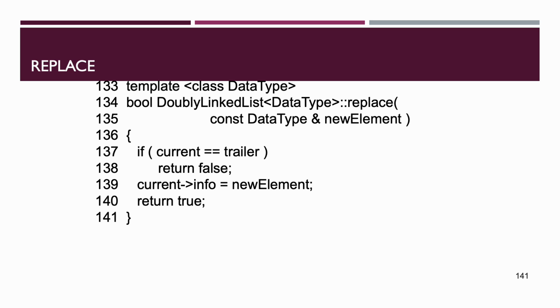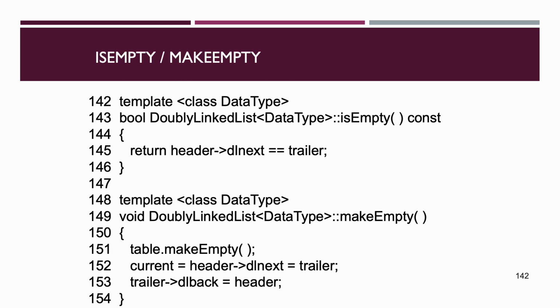Now we'll do replace and is empty and make empty. I've already gone through these functions before in detail. It is just for doubly linked list. You can go through it. If you don't understand any line or anything, you can let me know.